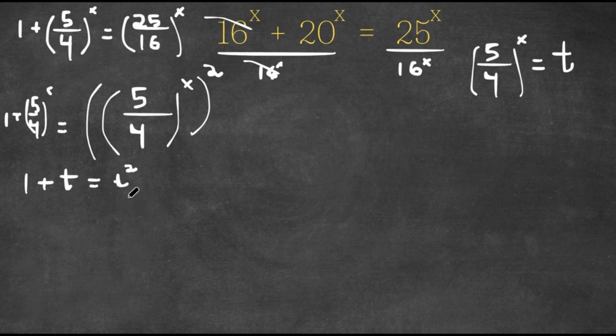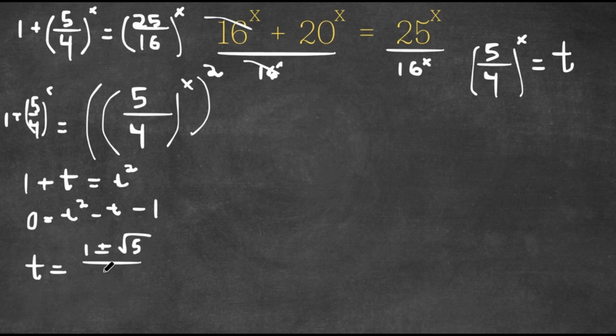So now if I subtract t and 1 on both sides, I get 0 is equal to t squared minus t minus 1. And if I plug this into the quadratic formula, I would get t is equal to 1 plus or minus the square root of 5 over 2.